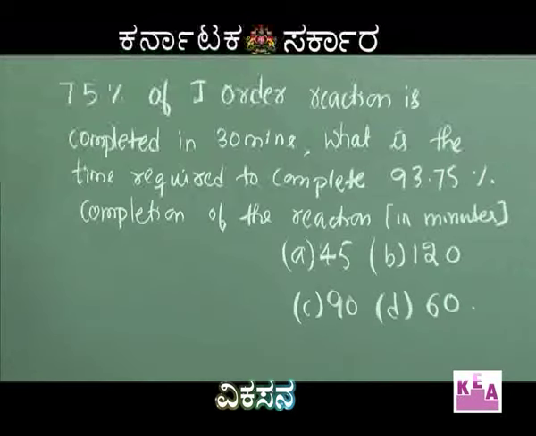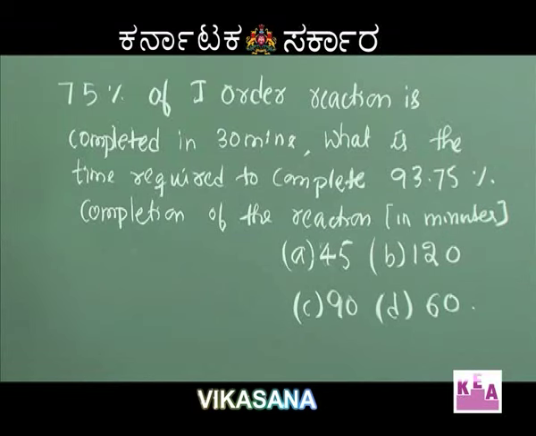Question: 75% of a first order reaction is completed in 30 minutes. What is the time required to complete 93.75% of the reaction? Option A 45, option B 120, option C 90, and option D 60 minutes. Students, here you have to note that it is a first order reaction.